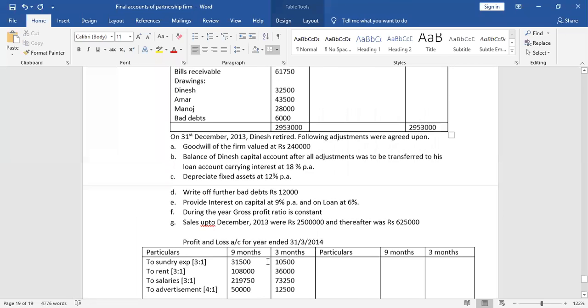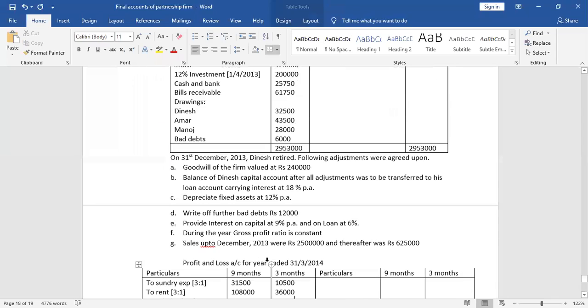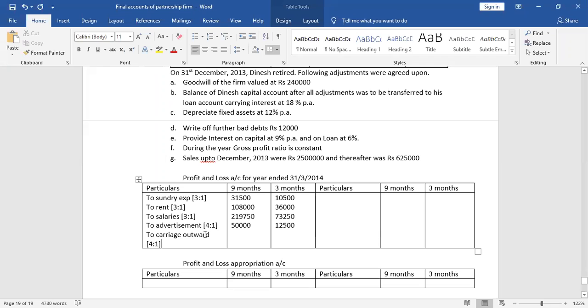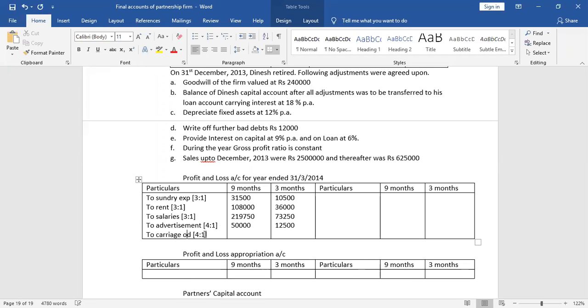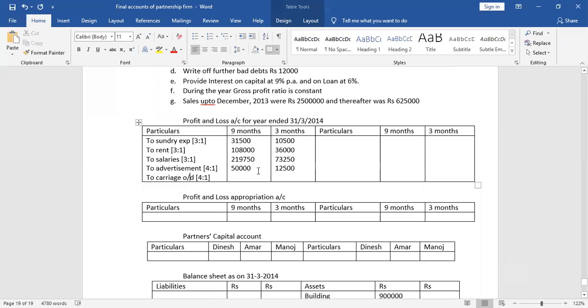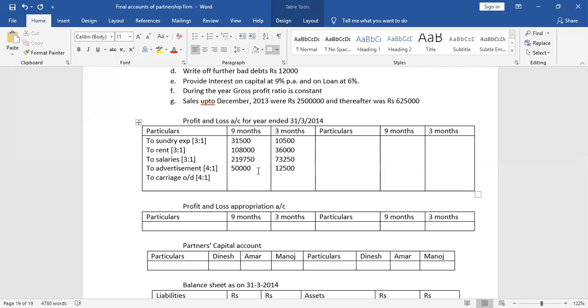Now after advertisement, what is there? Carriage outward. Carriage outward is also related to sale. Carriage outward means transportation expense related to sale of goods. This will also go in the same 4:1. How much is the amount of carriage outward? 20,500. So 20,500 into 4/5 and 20,500 into 1/5. How much are you getting?